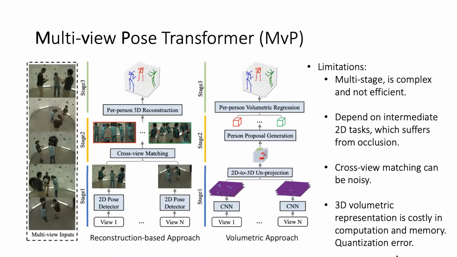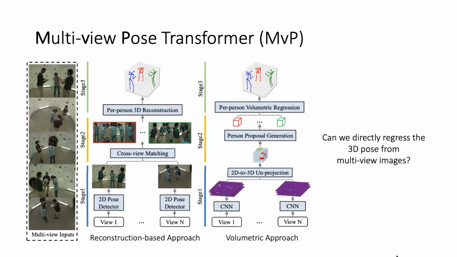The volumetric approach and the reconstruction-based approach have their own limitations. First, they are multi-stage, and thus complex and not efficient. Second, they depend on intermediate 2D tasks, which suffer from occlusion. Also, methods like the reconstruction-based approach suffer from the noise in the cross-view matching procedure. And the 3D volumetric representation is costly in computation and memory, and it can also lead to quantization error.